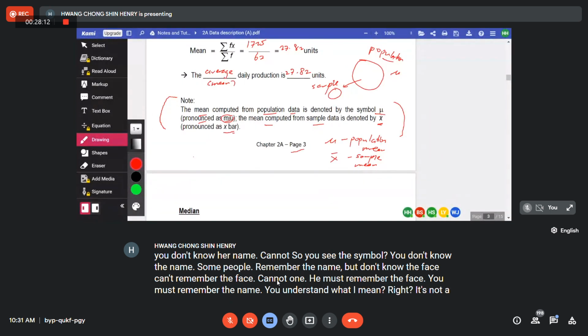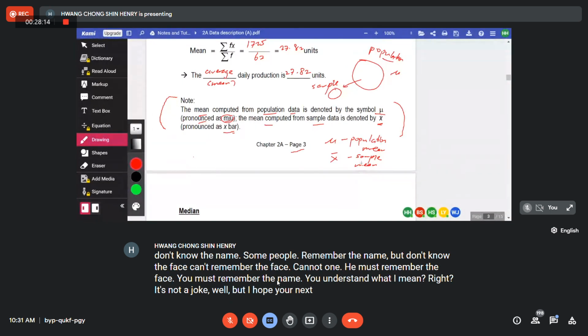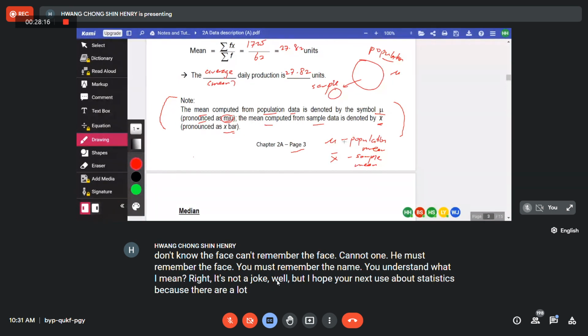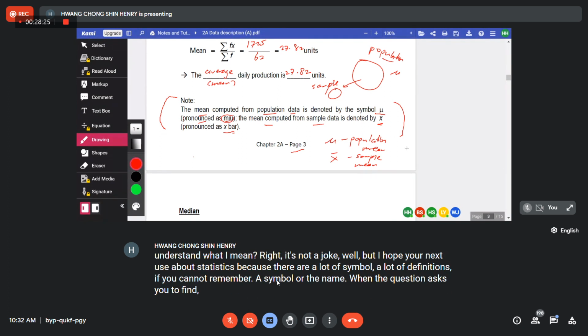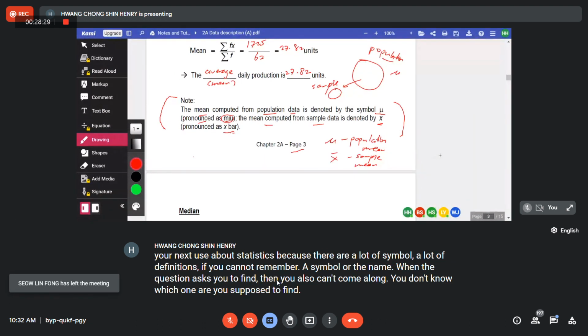It's not a joke, but I hope you all take statistics seriously, because there are a lot of symbols and a lot of definitions. If you cannot remember the symbol or the name, when the question asks you to find it, then you also can't do it. You don't know which one you are supposed to find. Okay.